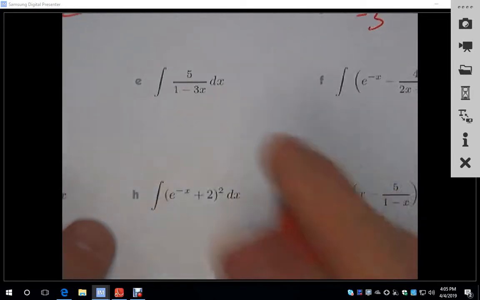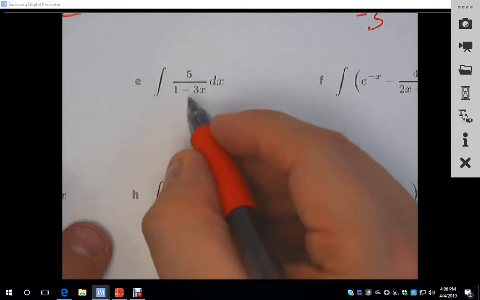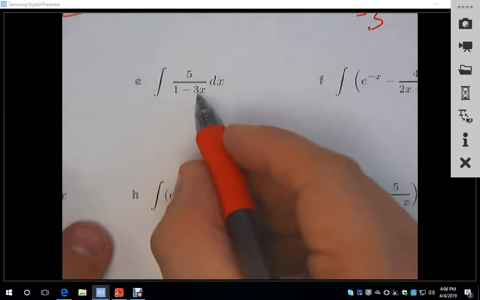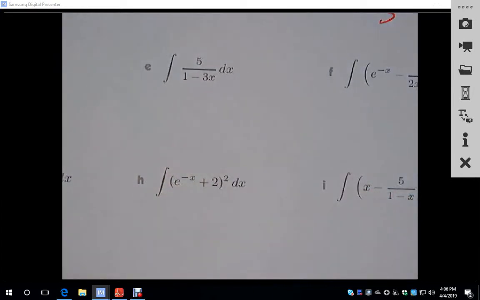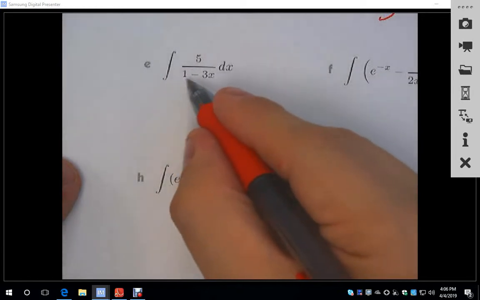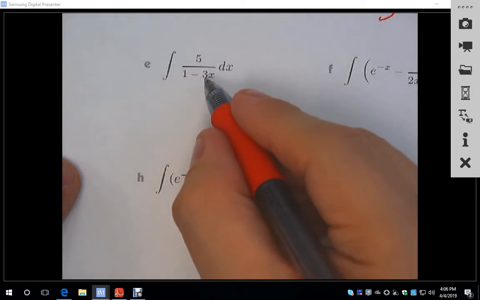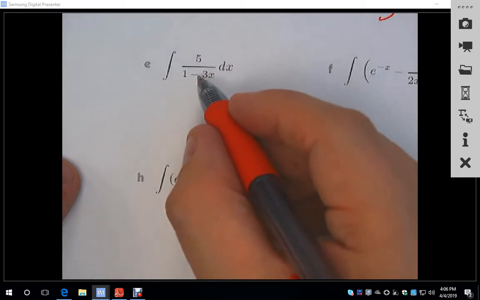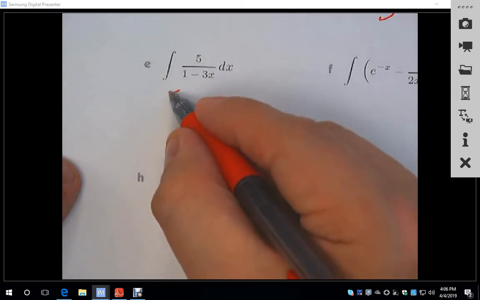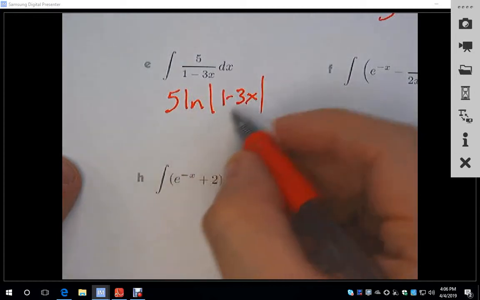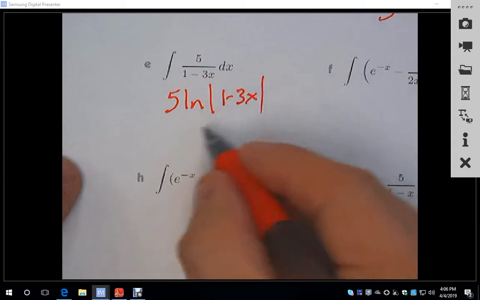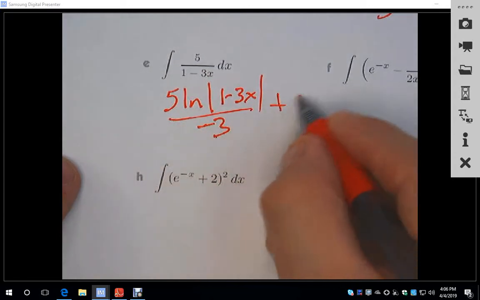Let's look at e. I have a linear function in the denominator. You should pause this for a second and figure out, you should recognize that this is a special case. The special case is that we have a linear function in the denominator, which means that the integral is going to be ln of x. So I have 5 times ln of 1 minus 3x. Now we divide by the derivative of the inside function, which is negative 3, and then plus c.